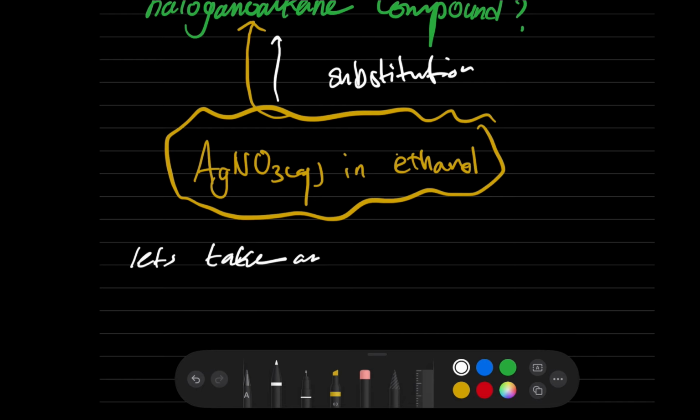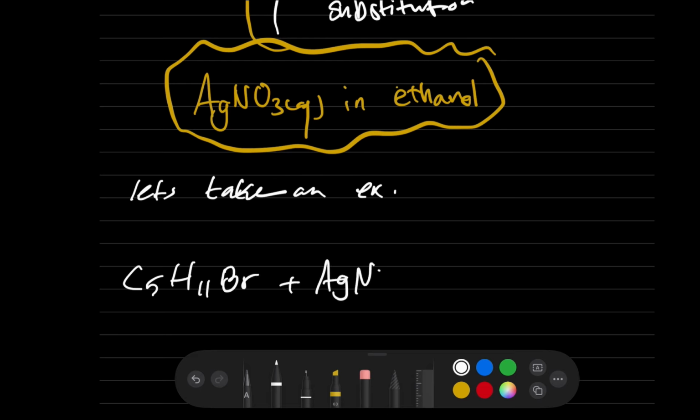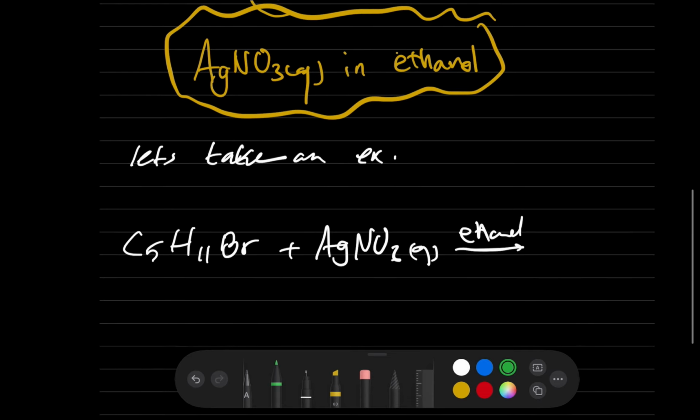Let's take an example. Suppose that we have C5H11Br, and then we add AgNO3 in aqueous form, and we put ethanol as a solvent. We're going to have two products in this case. The products will be alcohol and AgBr.